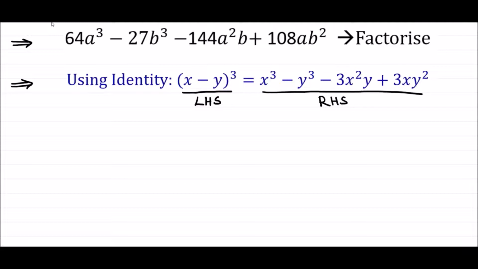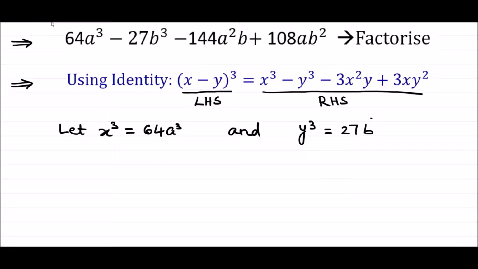Now the question has given us 64a cube minus 27b cube minus 144a square b plus 108ab square. So let us assume x cube is equal to 64a cube and y cube is equal to 27b cube. Guys, I am assuming x cube as 64a cube and y cube as 27b cube, looking at the identity and the given expression.